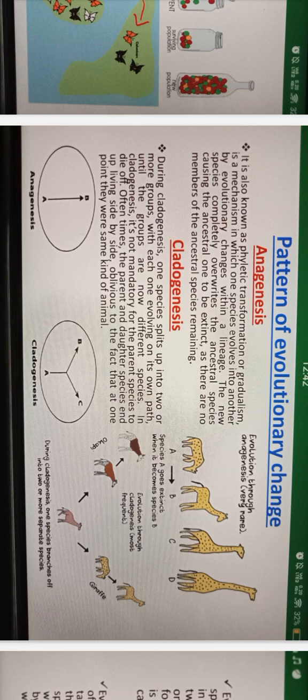Then cladogenesis. During cladogenesis, one species splits into two or more groups, each evolving along its own path until the groups become different species. It is not mandatory for the parent species to die off. Oftentimes, the parent and daughter species end up living side by side, oblivious to the fact that at one point they were the same kind of animal.